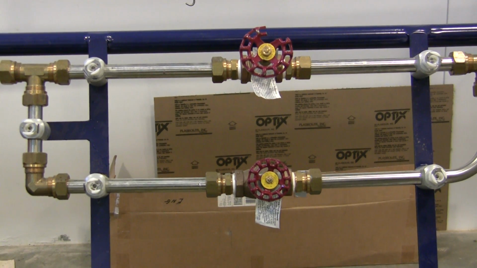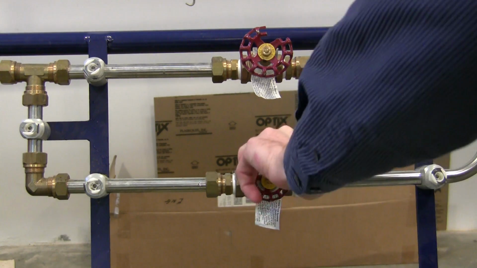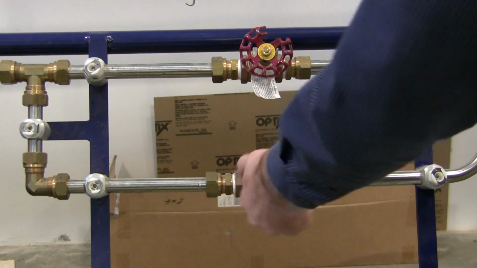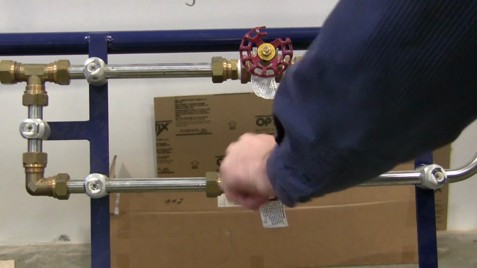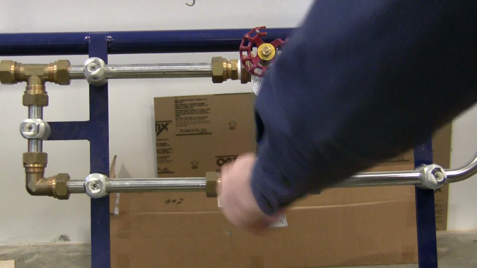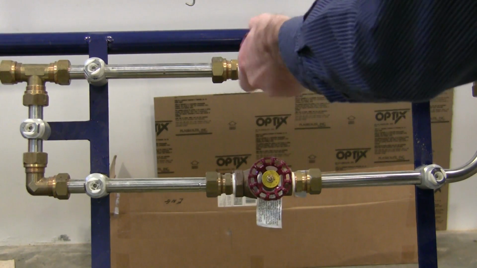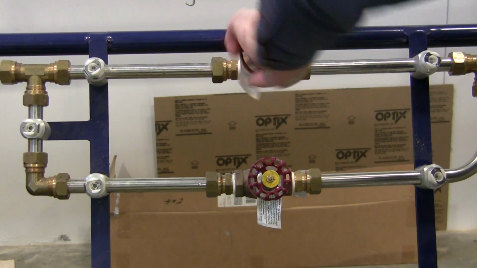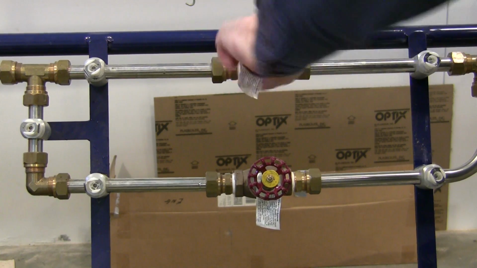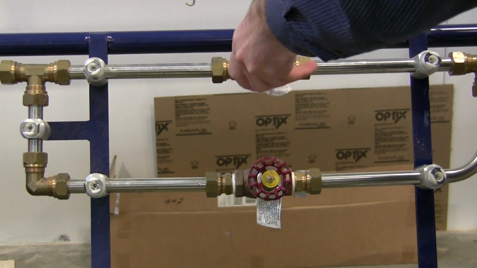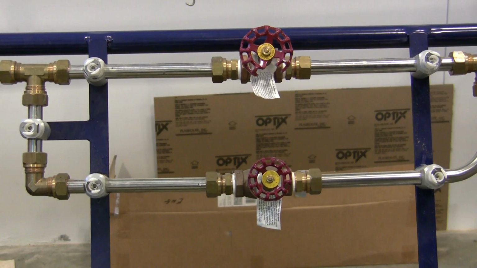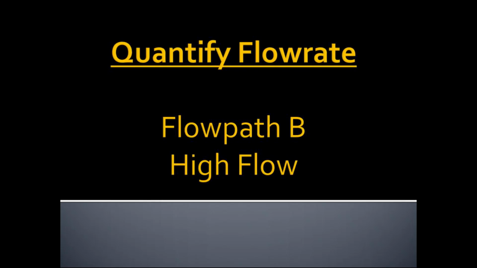Now I want it to go through the lower globe valve. And so I'm going to open up the globe valve all the way. The globe valve is open, and I'm going to close the gate valve. All right, so you can just sort of audibly hear that the flow rate has changed slightly. And let's go ahead and quantify that flow rate.